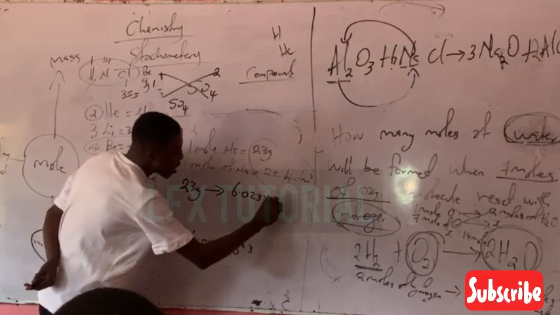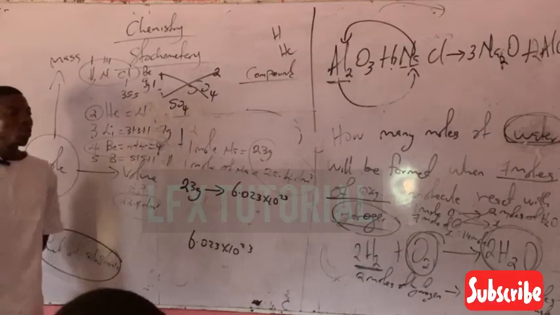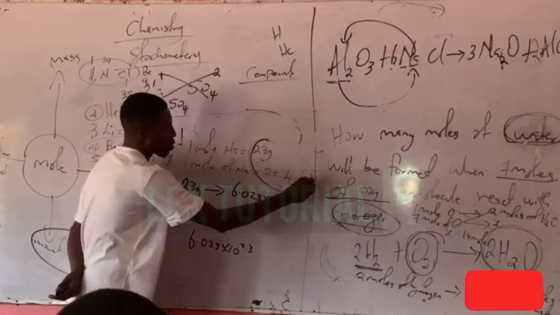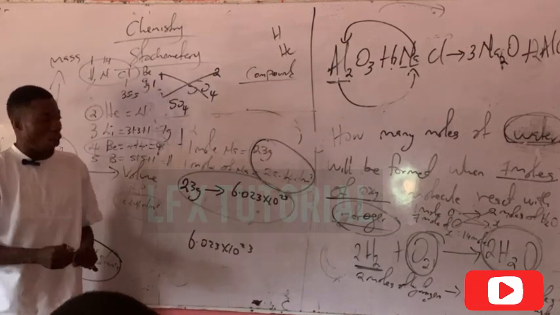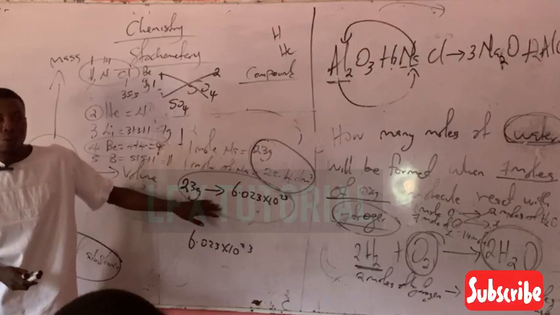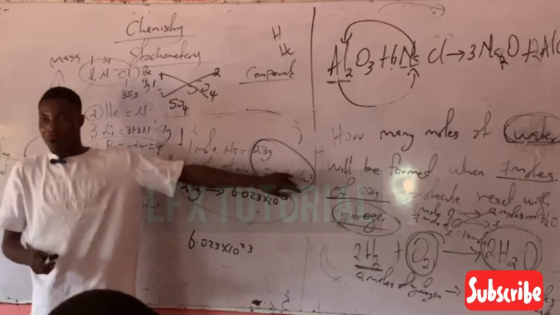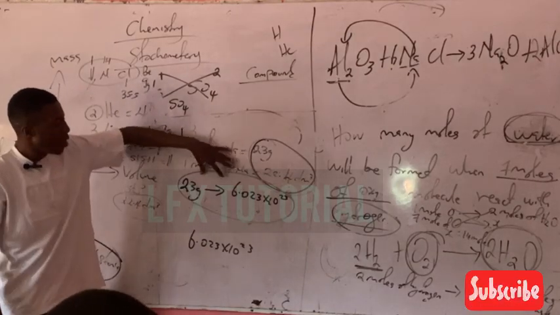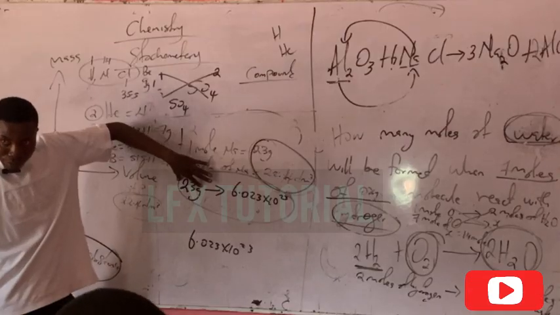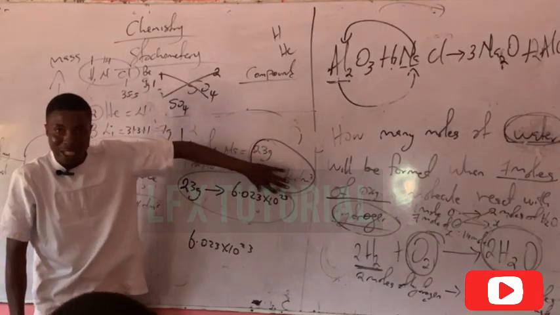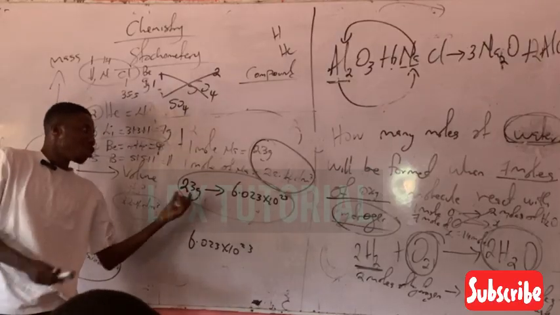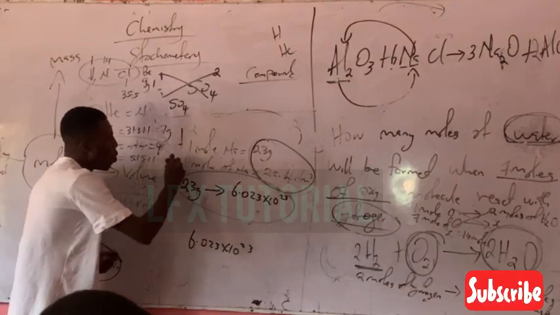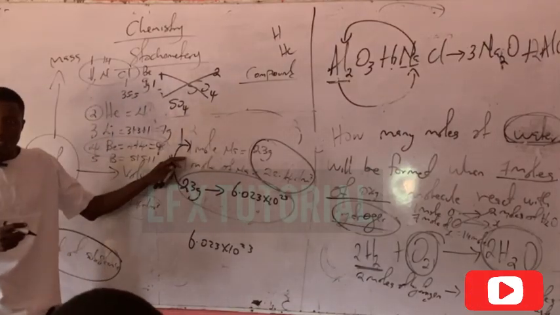6.023 times 10^23. I want you to play around with these values. All these values are equal to 1 mole, equal to 1 mole, equal to 1 mole. So 23 grams of sodium will contain 6.023 times 10^23, because this 23 grams of sodium is the same as 1 mole. Do you understand now?